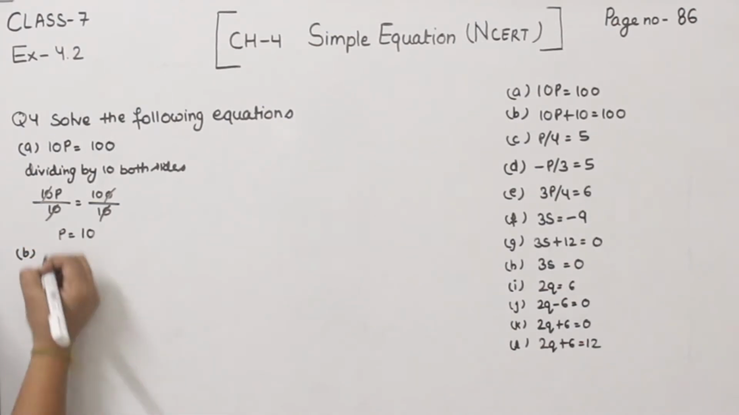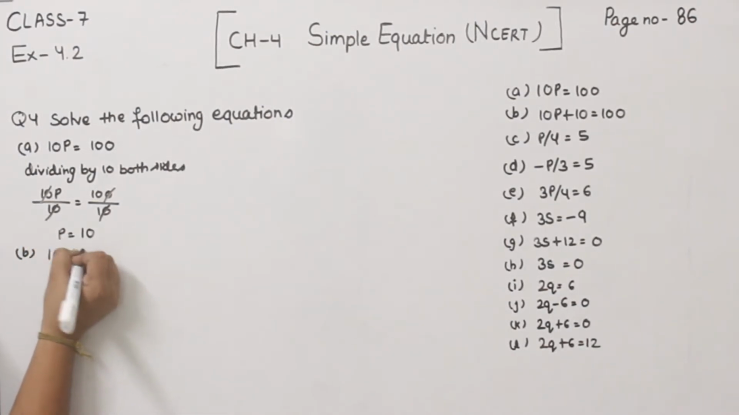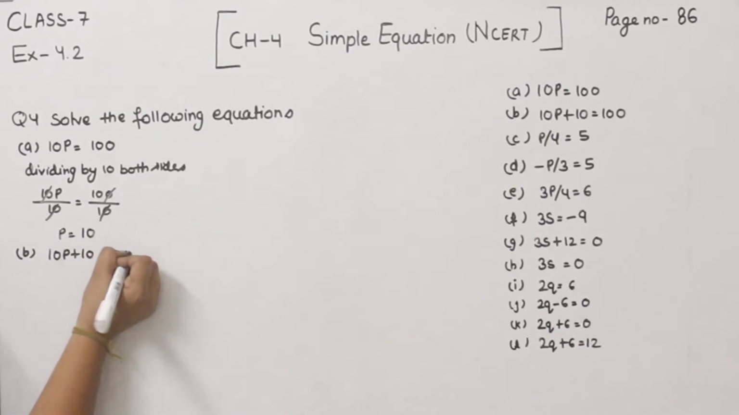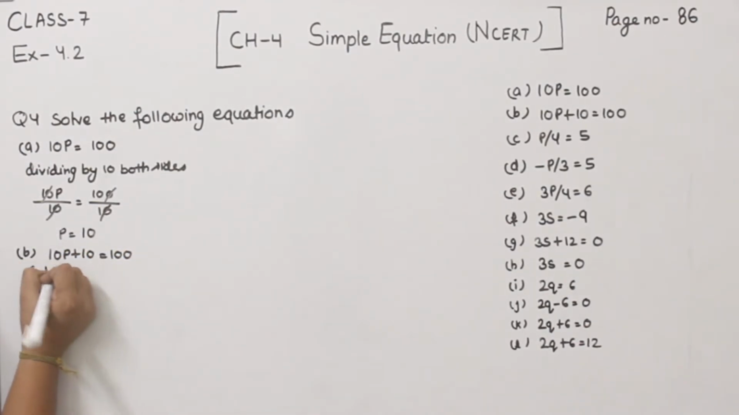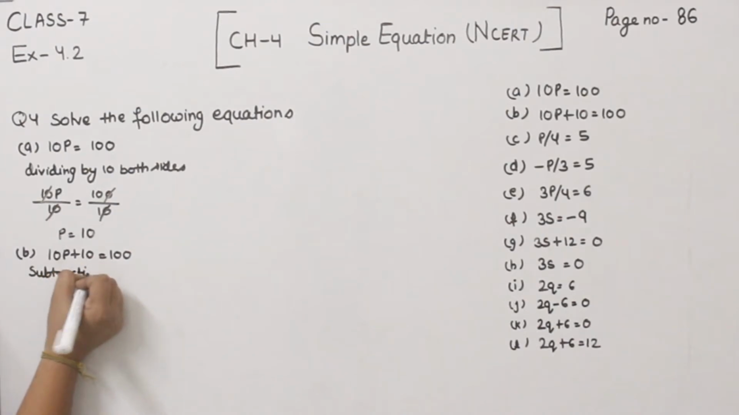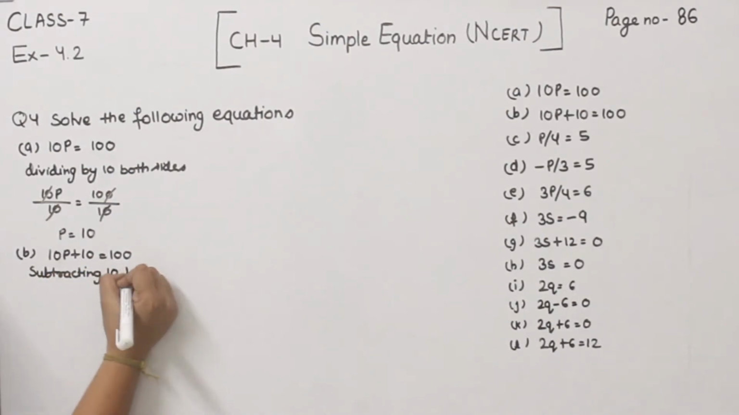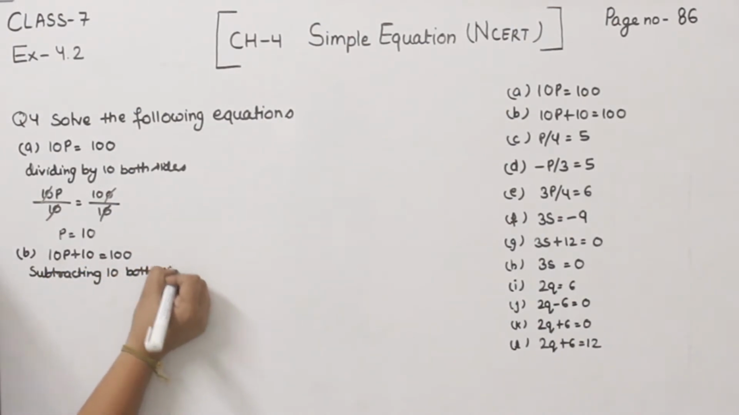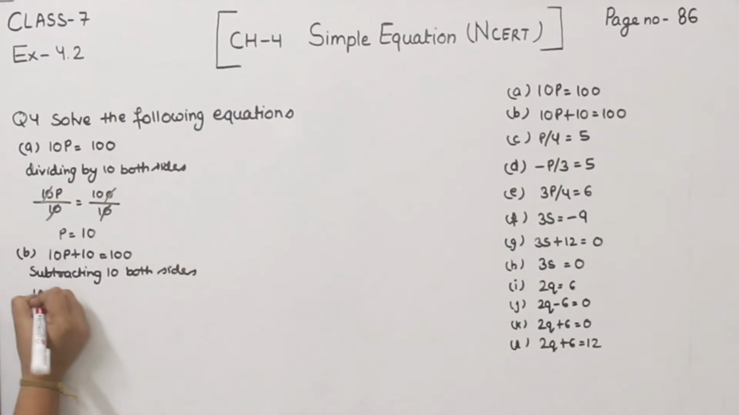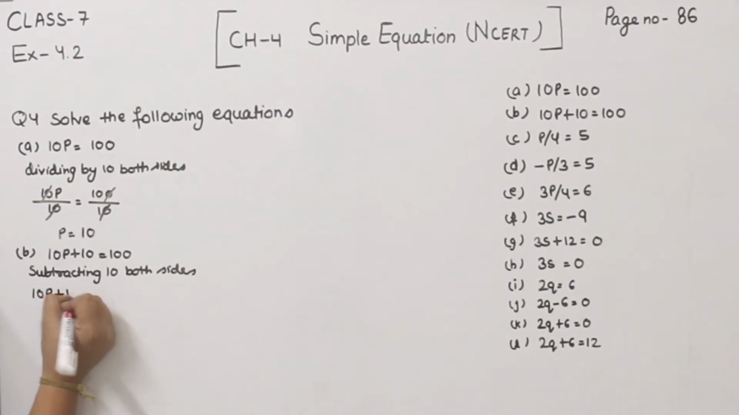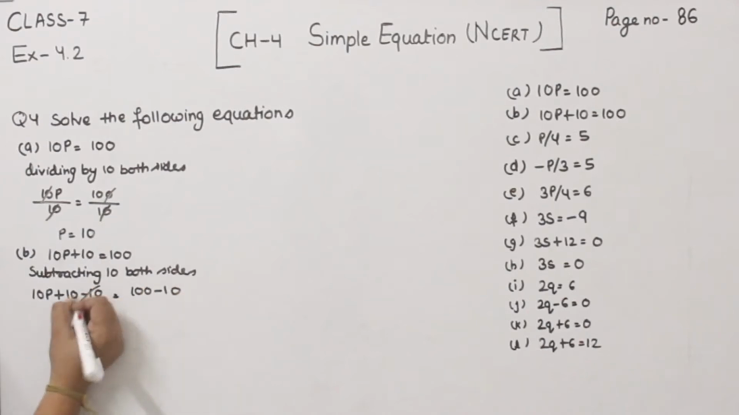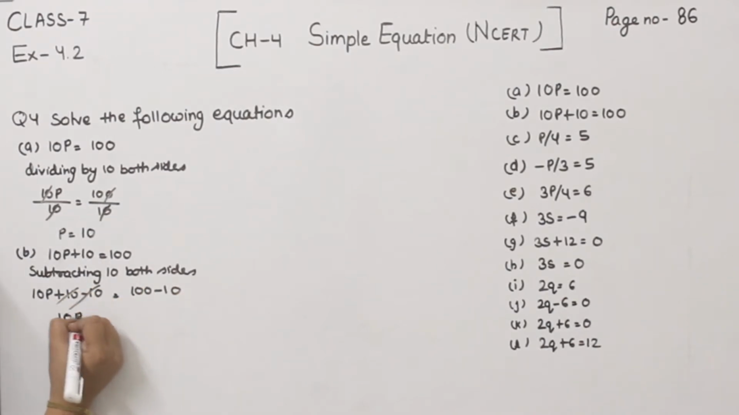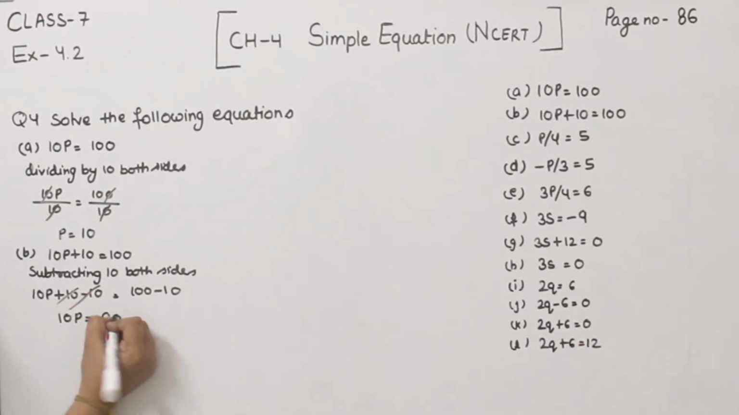Now comes to the part B. 10p plus 10 is equal to 100. First we will remove this 10, so we will subtract 10. Subtracting 10 both sides. Now 10p plus 10 minus 10 and 100 minus 10. Now this one cancelled. Now 10p is equal to 90.